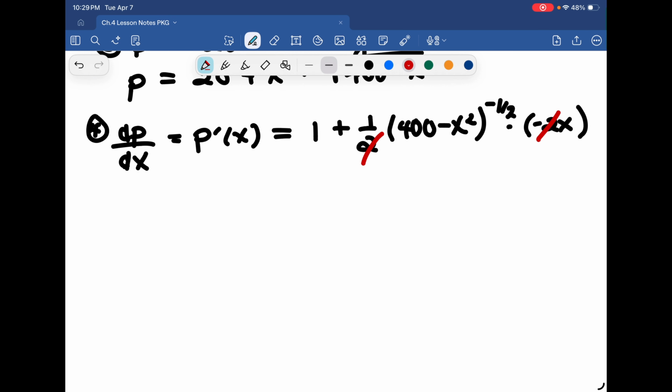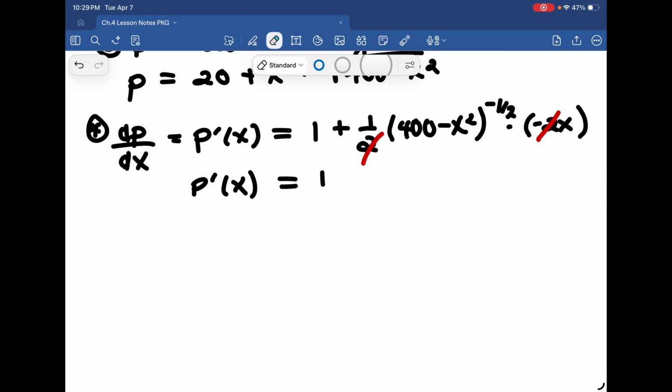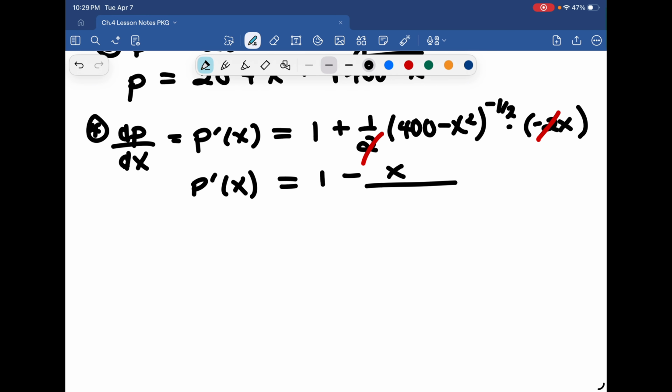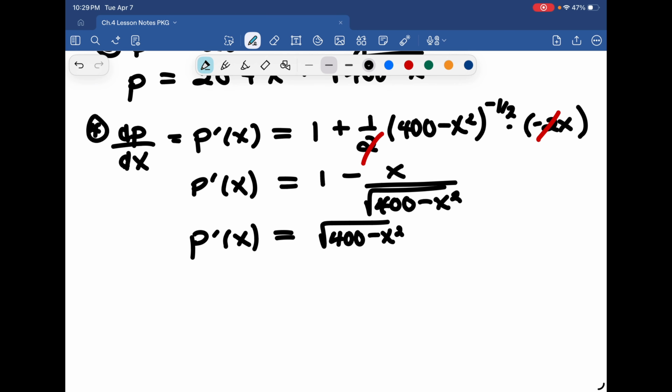Now from here, this is going to simplify as p prime of x is equal to 1, plus the x divided by, and this is actually a negative x, so I'm going to make that negative x over the square root of 400 minus x squared. To make this one fraction, I'm going to write it as p prime of x is equal to the square root of 400 minus x squared minus x, all over that square root of 400 minus x squared, because we multiply it to the numerator and denominator.